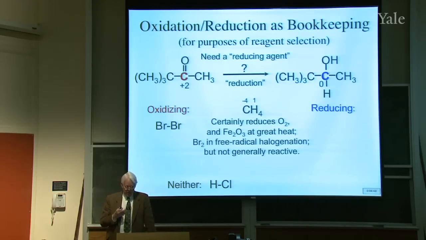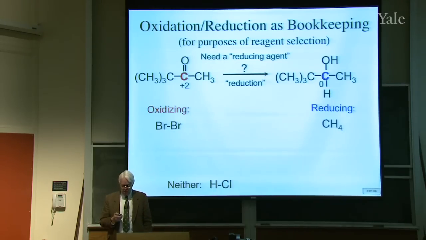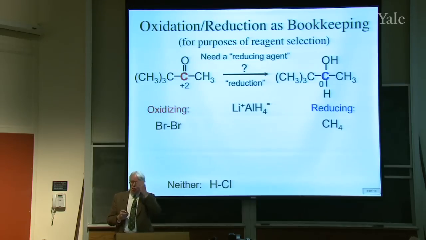Okay, you can reduce Fe2O3 at great heat. That's the original reduction, getting a metal from the metal oxide. You can react it with Br2 in free radical halogenation, right? But generally, methane is not very reactive except under very special circumstances. It doesn't have a HOMO-LUMO, but we could classify it as a reducing agent, sensibly, right? Okay. How about lithium aluminum hydride?